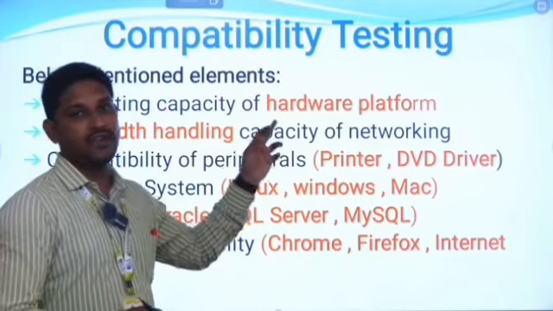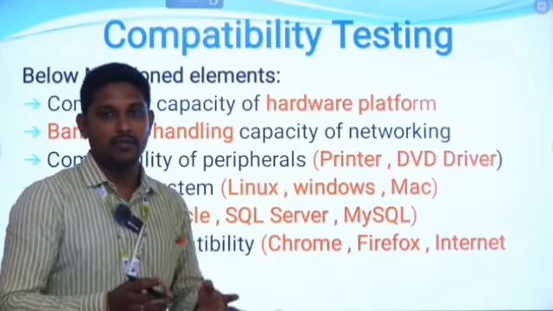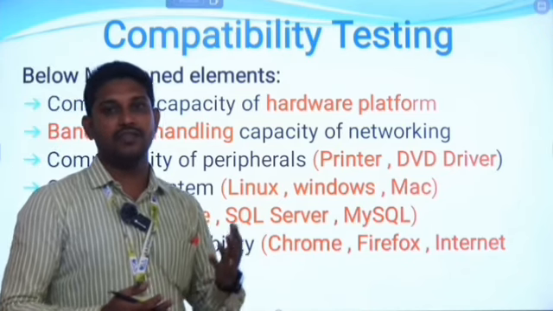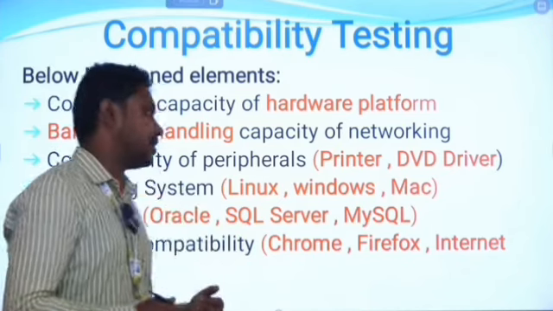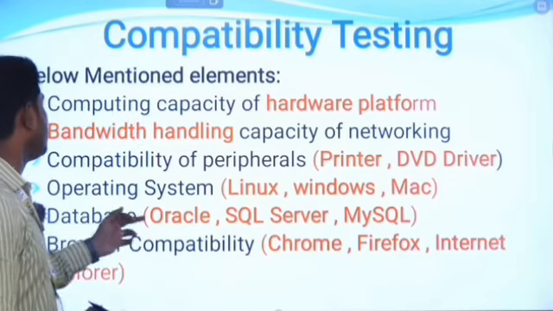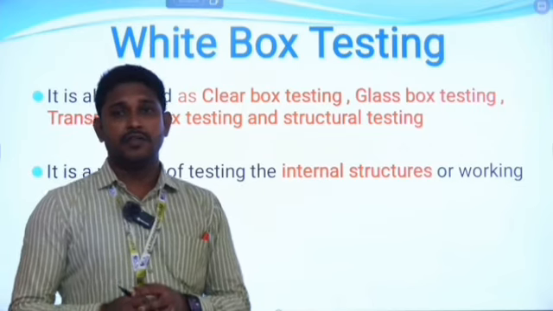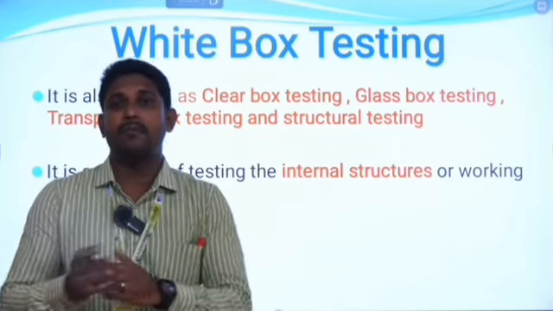So with this we have completed black box testing. Black box testing has almost 9 types, and in these 9 types we have seen some of the important ones. Then we move on to white box testing. Next, white box testing. White box testing is quite opposite to black box testing.